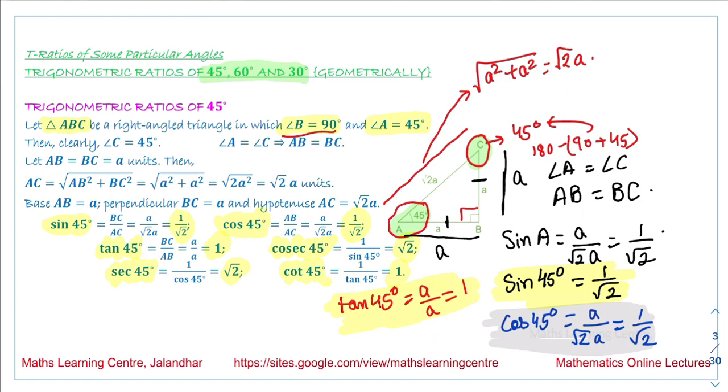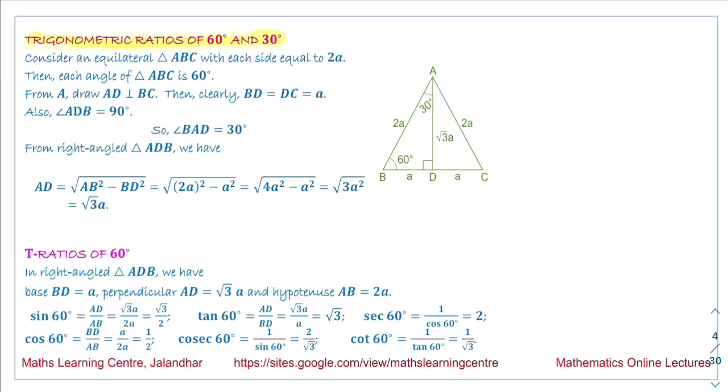Next we have the trigonometric ratios corresponding to the angles 60 degree and 30 degree. Now we are considering an equilateral triangle ABC. Each side of this triangle has measure 2a. Now we draw the perpendicular AD on the side BC.